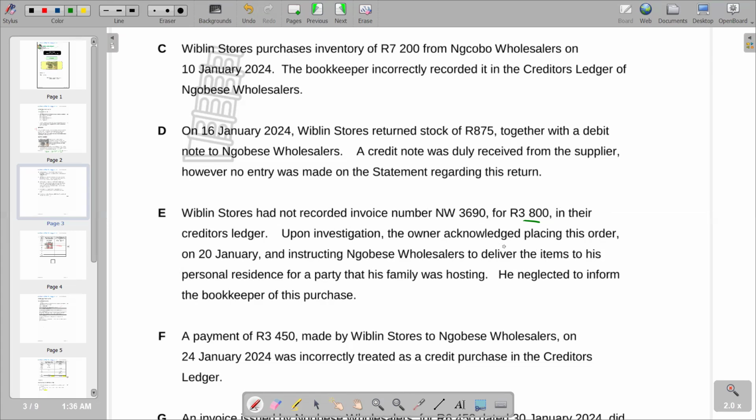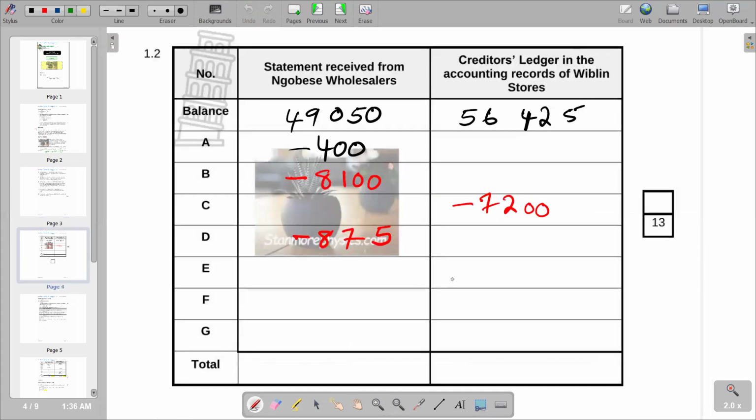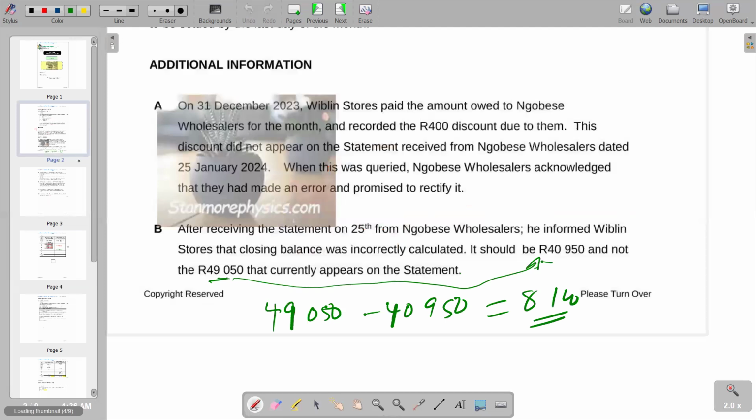So basically, they are going to increase the amount that is being owed to the creditor. So we are going to show it as a positive, as it is increasing the balance that is being owed. So we go to our other section, under the creditors ledger, and at this item E we're going to say plus 3,800. So basically, that's what we get. And we go to the next part, which is now F.